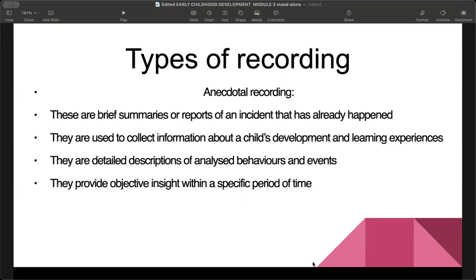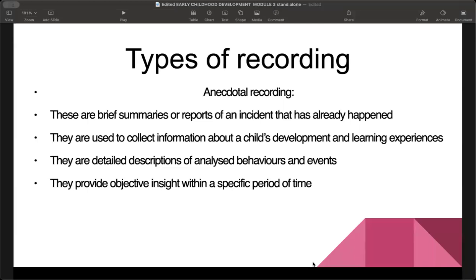Types of recording. So the first one is anecdotal recording, and these are brief summaries or reports of an incident that has already happened. They are used to collect information about the child's development and learning experiences. They are detailed description of analyzed behaviors and events. They provide objective insight within a specific period of time.